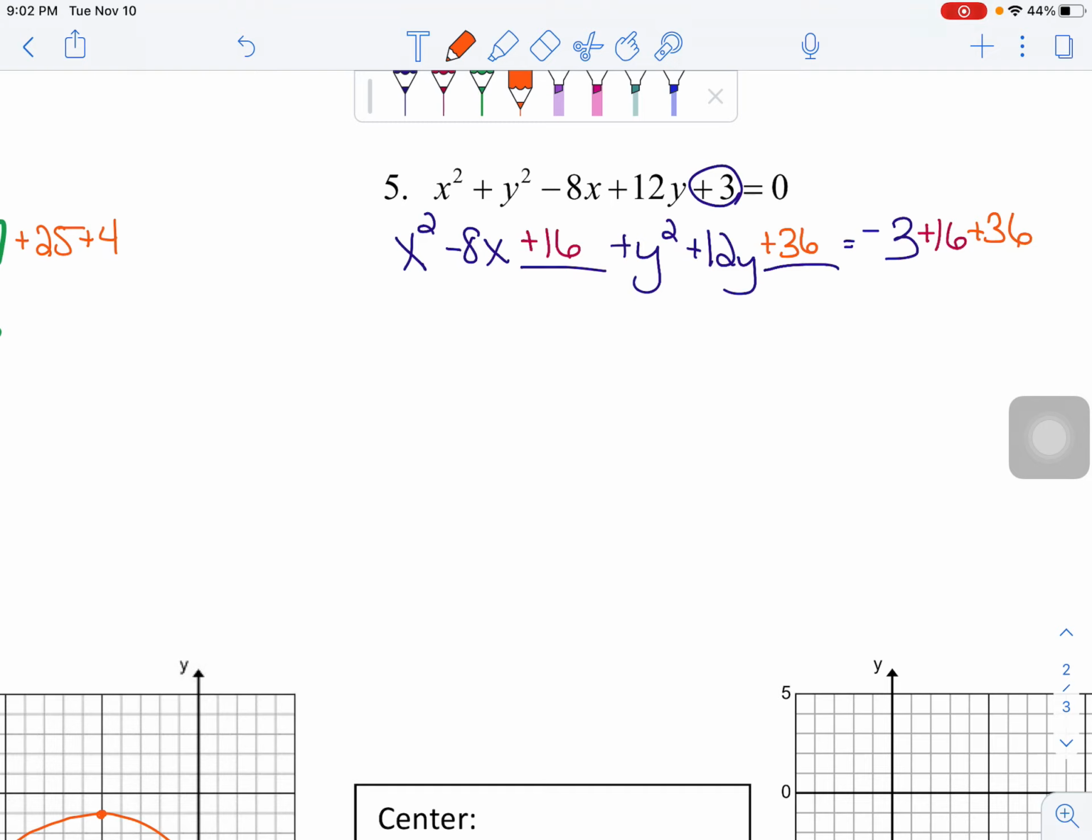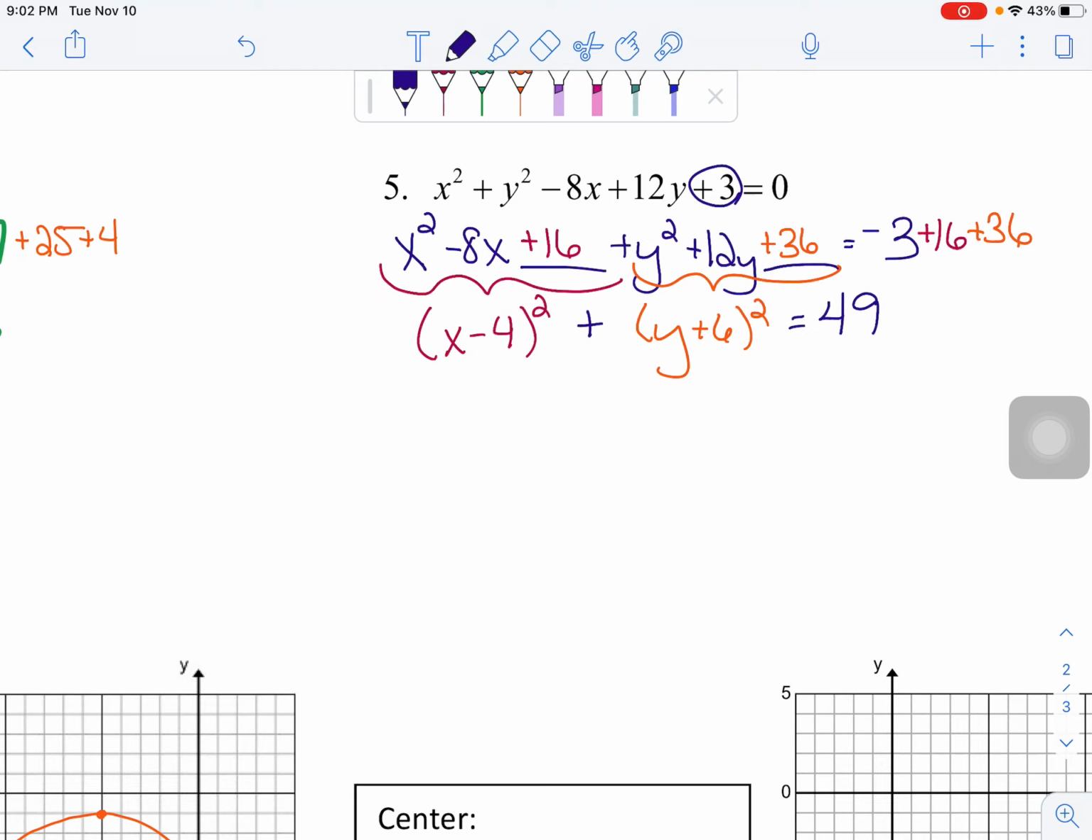If we look just at the x's here, x minus 4 squared. If we look just at the y's here, y plus 6 squared. Let's give it the plus sign between them. And let's see, negative 3 plus 16 plus 36. I'm feeling like that's 49. Quick double check on the calculator, and it is 49.